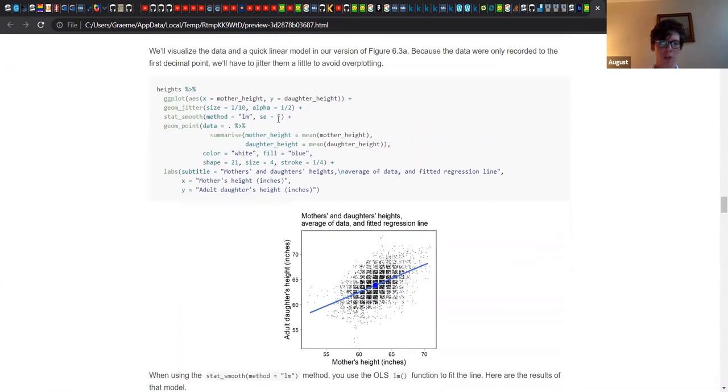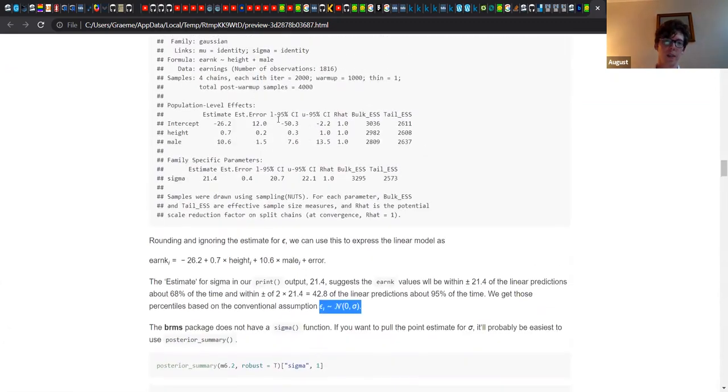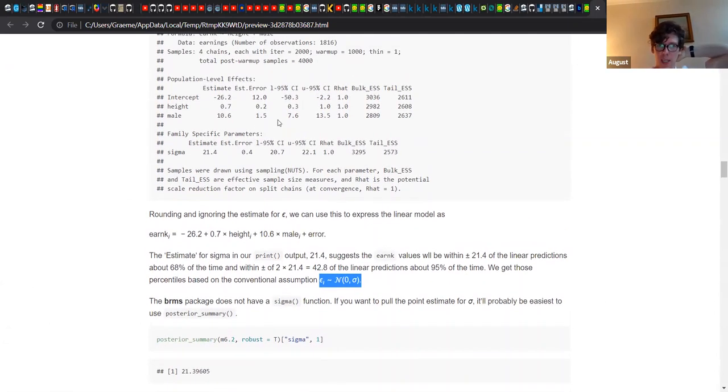Actually, maybe it shows it below. Have you not done those graphs? Oh, he has done the graphs. Here we go. Oh, no, that's a different thing. The point they are trying to make in the book is that there's such a massive range that we can't say this in effect. What we can say is that on average, a 1 inch increase in height is associated with a 0.7 increase in pay or earnings.